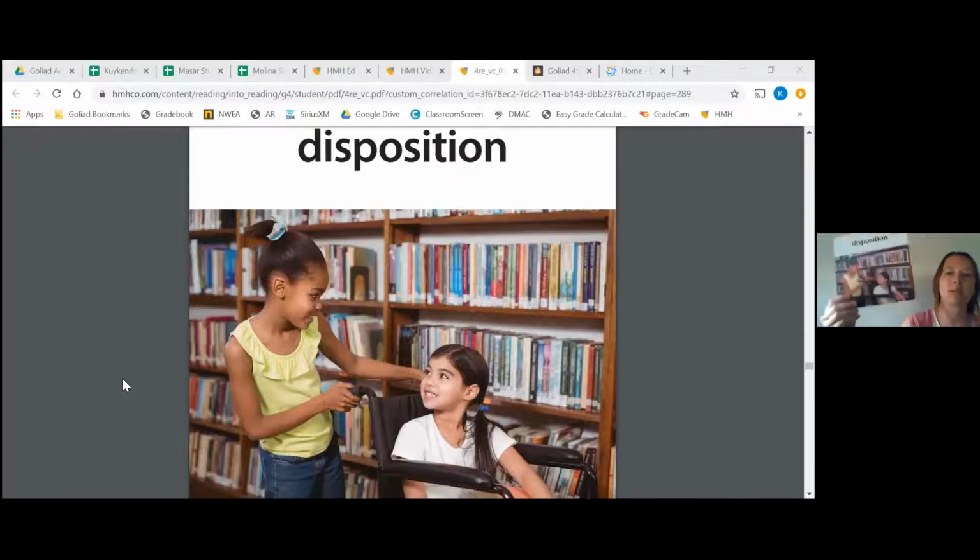Disposition. What is our word? Disposition. Okay, what's happening in the picture? A kid is helping a kid push her around in a wheelchair for the library book she wants. Does it look like they're having a good time? Yes. Yeah, so they're both smiling. They seem very happy, right? Or it means they're in the wrong spot. Maybe, but they're still having fun.